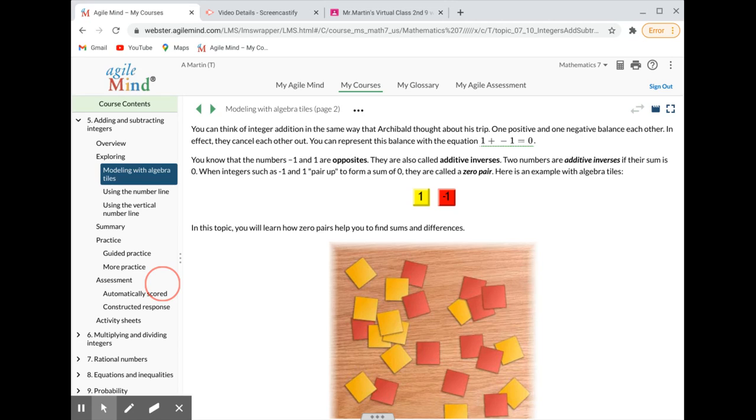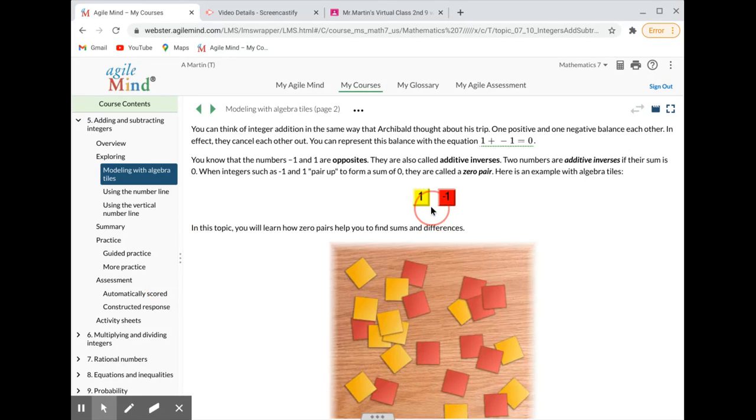You can think of integer addition in the same way that Archibald thought about his trip. One positive and one negative balance each other. In effect, they cancel each other out. You can represent this balance with the equation 1 plus negative 1 equals 0. You know that numbers negative 1 and 1 are opposites. They're also called additive inverses. Two numbers are additive inverses if their sum is 0. When integers such as negative 1 and 1 pair up to form a sum of 0, they are called zero pairs. Here's an example with algebra tiles.